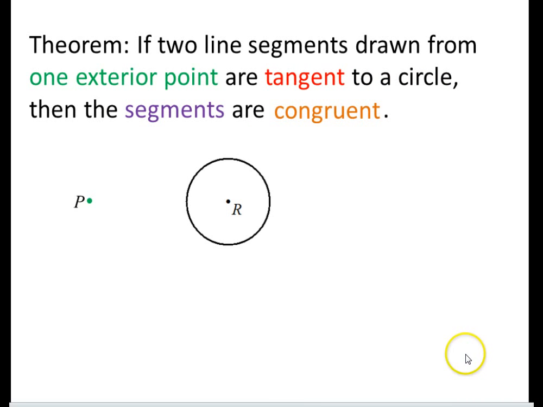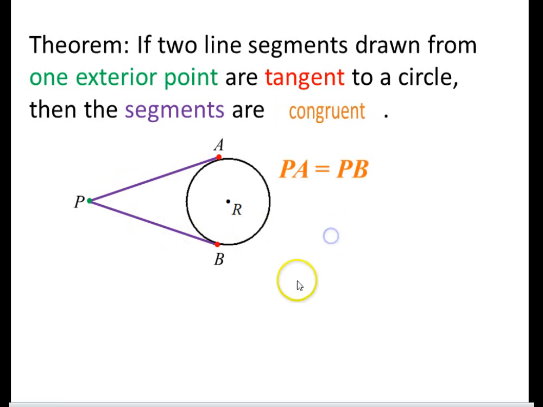The next theorem says if two line segments drawn from one exterior point are tangent to a circle, then the segments are congruent. So here's our circle R and our point that's an exterior point. So AP is tangent to the circle, BP is tangent to the circle, and so these two line segments are the same length.